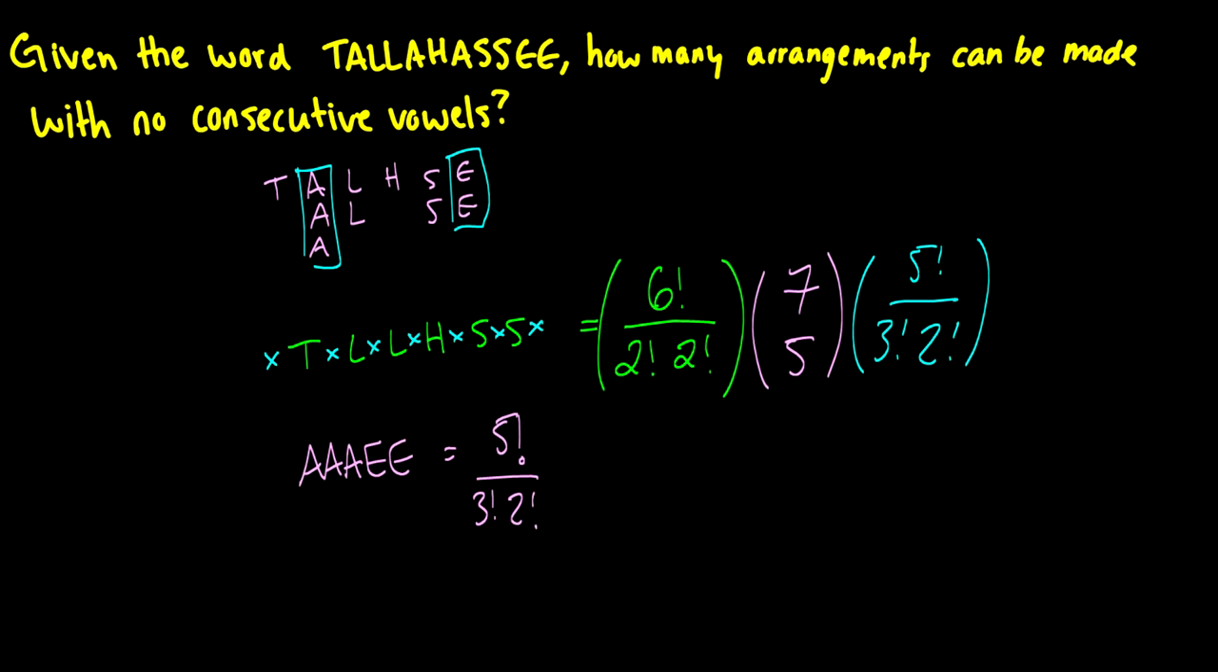So in this case, we listed out all the letters. We said, okay, we want the vowels separated, so let's figure out how many ways we can arrange the consonants. Let's see the number of spaces we have for the vowels to put into after we have arranged our consonants. And then how many ways can we arrange those vowels before we put them into the different positions.